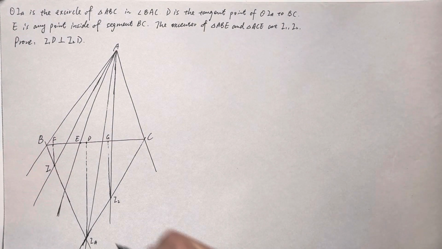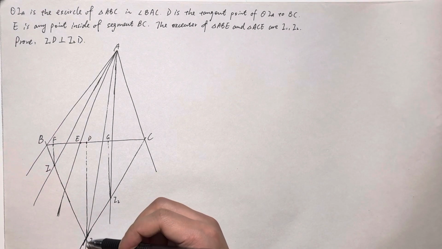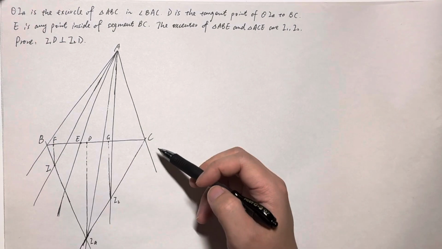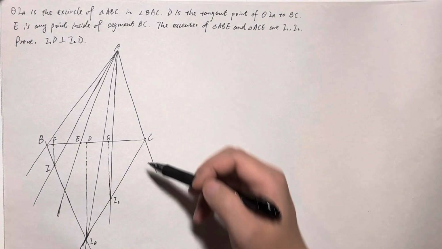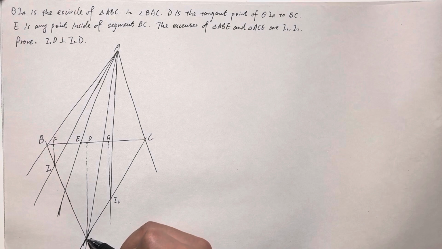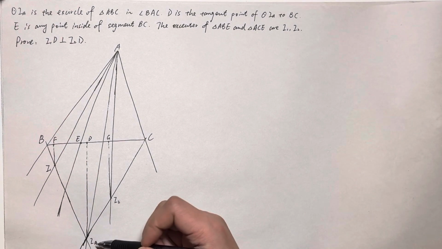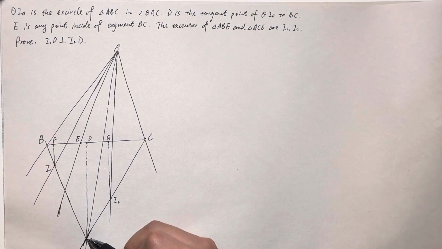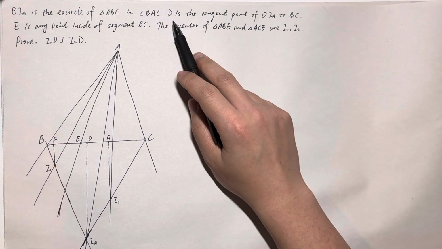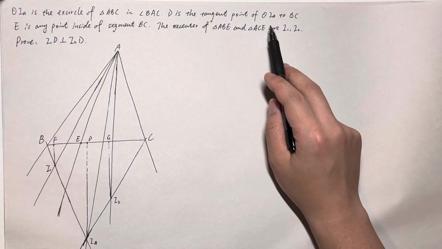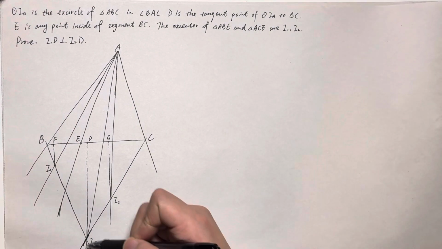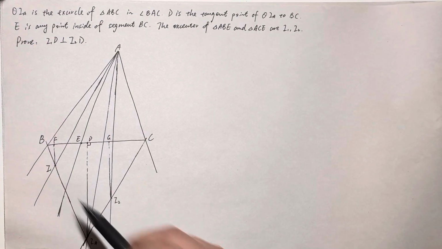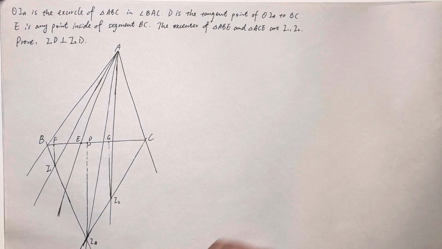Here is a problem. Circle IA is an excircle of triangle ABC in angle BAC. I just mark the circle IA, right? The center is IA here. D is a tangent point of circle IA to BC. So I just make a projection here. Okay, D is a tangent point of the circle IA to BC.